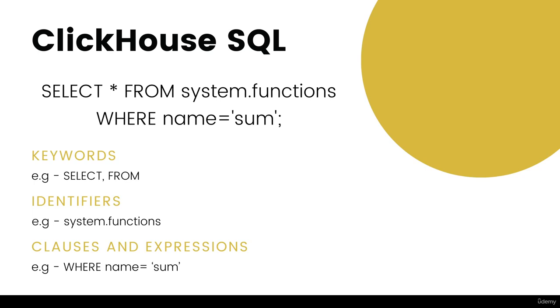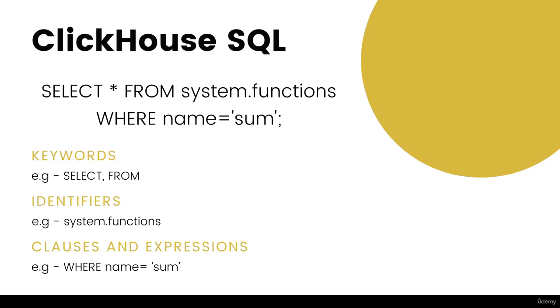A basic SQL statement is a composite of keywords, identifiers, clauses, and expressions. Let us look at a simple example to understand these jargons. Here, we have an example SQL statement, which is select star from system.functions, where name equals to sum. The keywords are the words that are part of the programming syntax. In this example, select is a keyword. Remember, keywords are not reserved in ClickHouse.